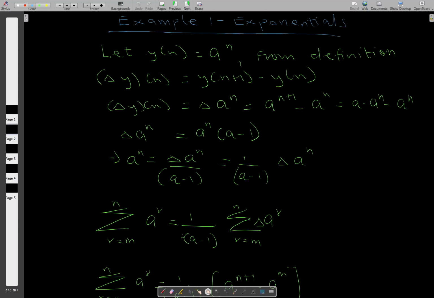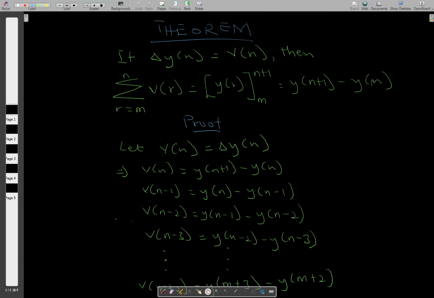In this lesson, we will discuss some basic theorem in recurrence relation, and after that we solve an example. Okay, so this is the theorem.